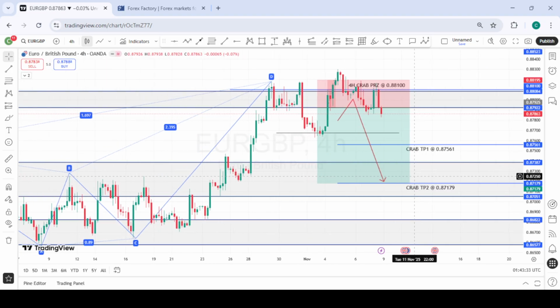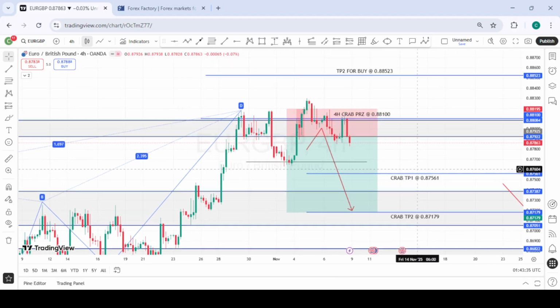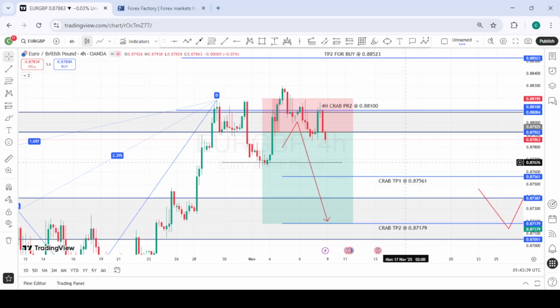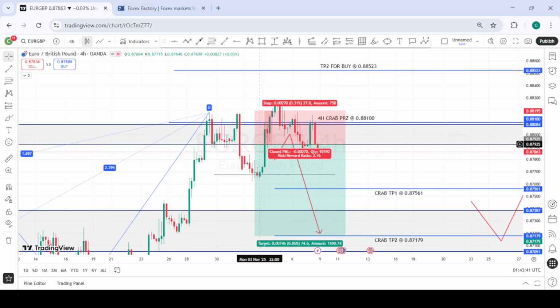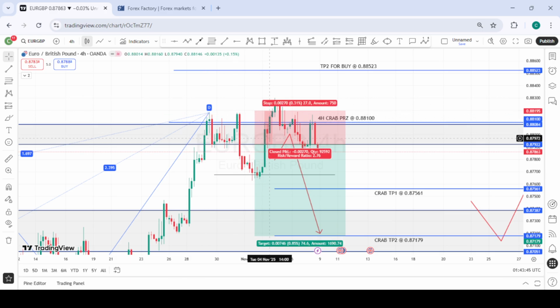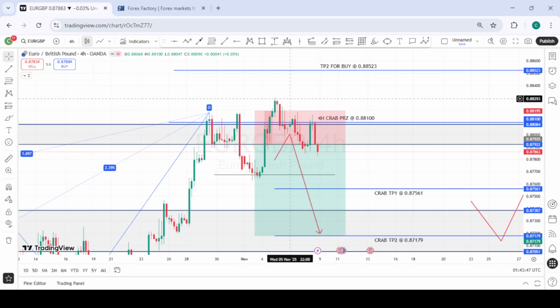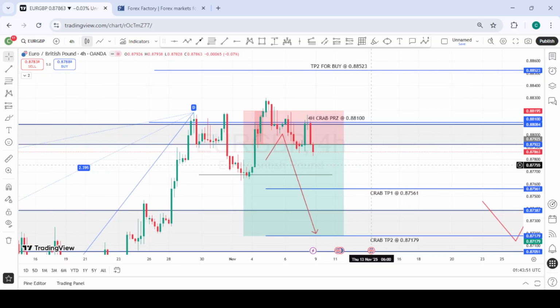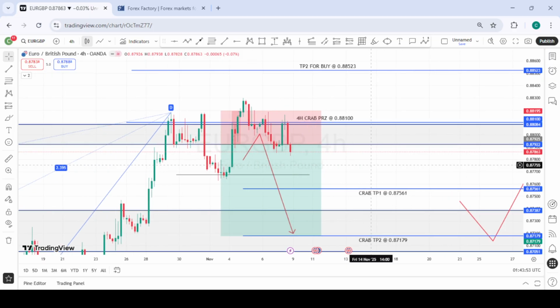We have here EURGBP, which happened to be one of my favorites for last week, and it actually messed us up. We took the entry at the neckline of the double top that was formed over here, and price just took out the SL and moved back into profit. So we took a loss on EURGBP last week.